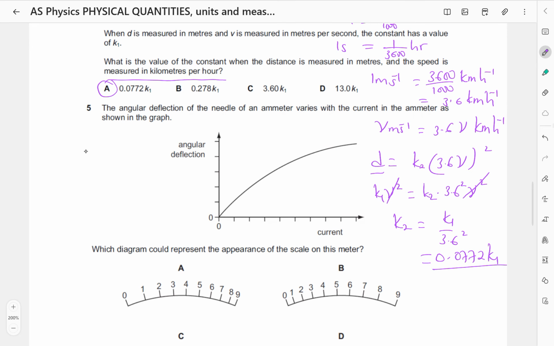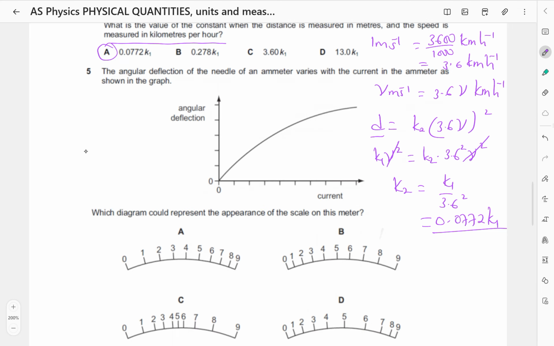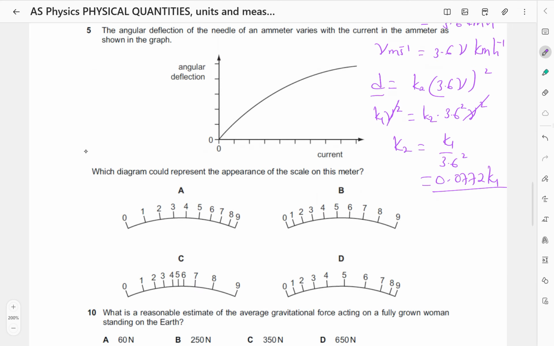Okay, the angular deflection of the needle of an ammeter varies with the current in the ammeter as shown in the figure here. Which diagram could represent the appearance of the scale on this meter? Now when you see the actual current, as the actual current increases, the angular displacement reaches a point where the change in the angular displacement becomes very small. So the change in the angular deflection should become very small.